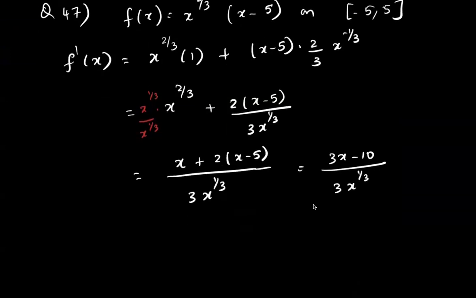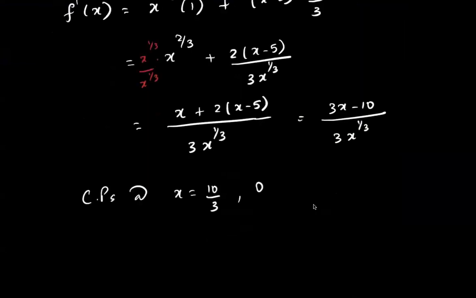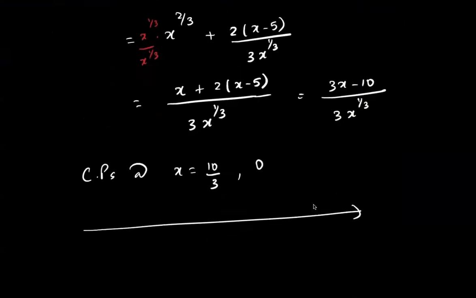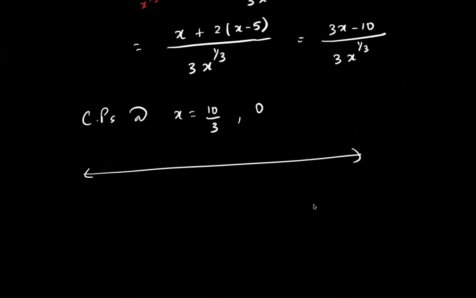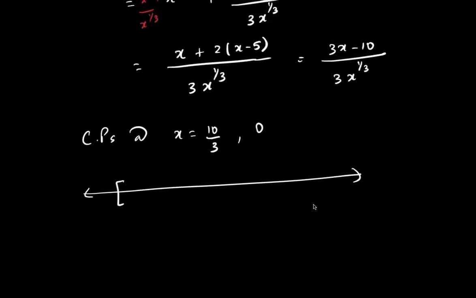So now, where are my critical points? If I set my numerator equal to 0, x will be 10/3. If I set my denominator equal to 0, x is 0. Both of them are in the domain, so I have two critical values. Then I set up my number line. I have -5 to 5 as the restricted domain here.